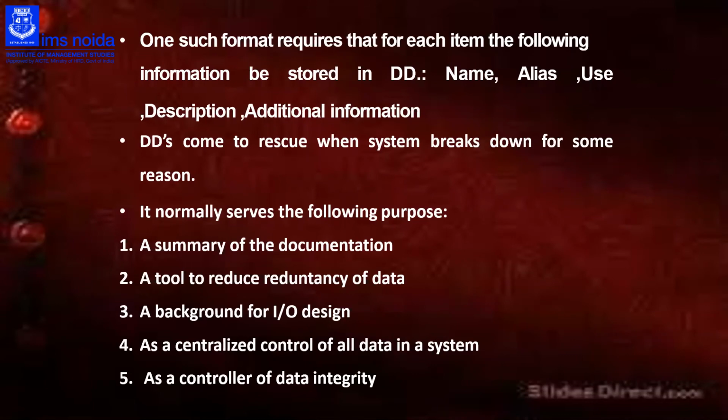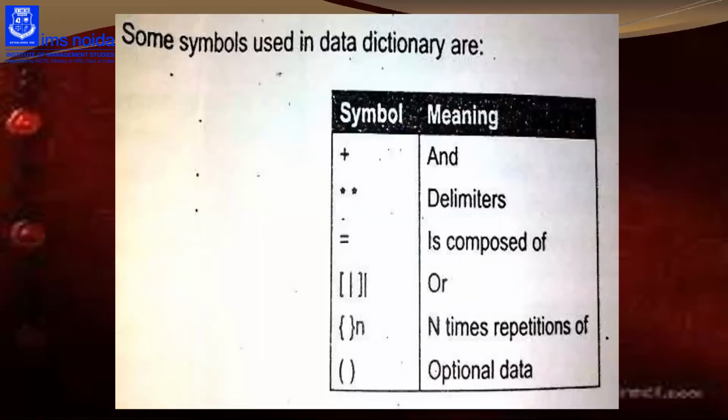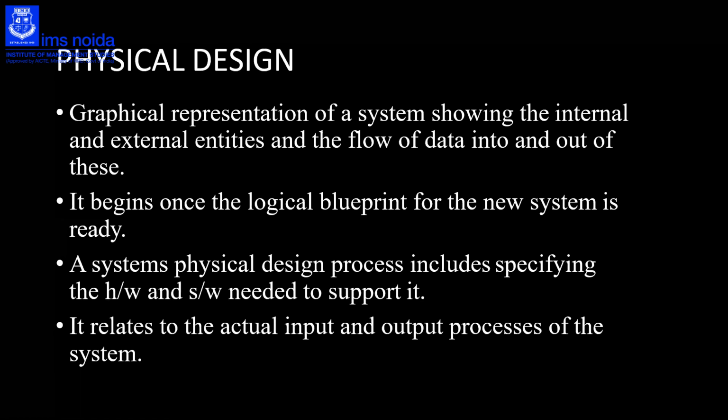It normally serves the following purposes: summary of the documentation, a tool to reduce redundancy of the data, background for input or output design, and a centralized control of all data in a system. Some symbols used in a data dictionary: plus means and, equal to means is composed of, or, n times repetitions, and optional data. These are the symbols used in a data dictionary.